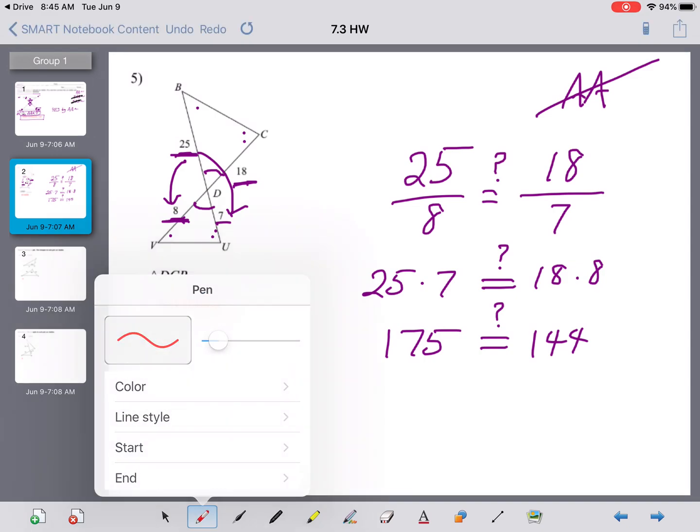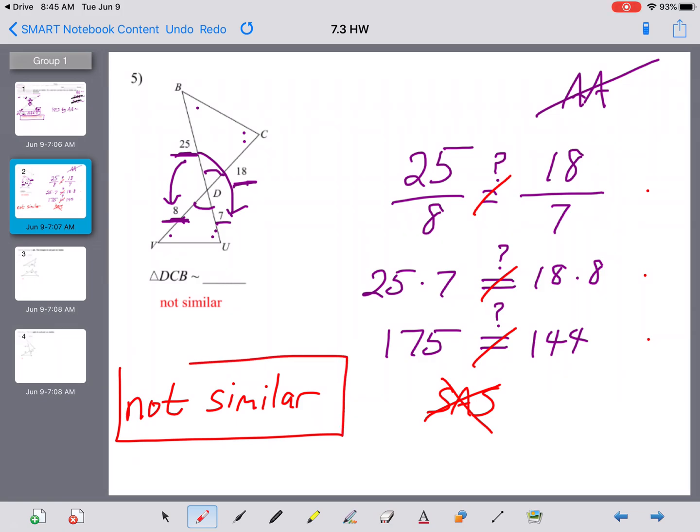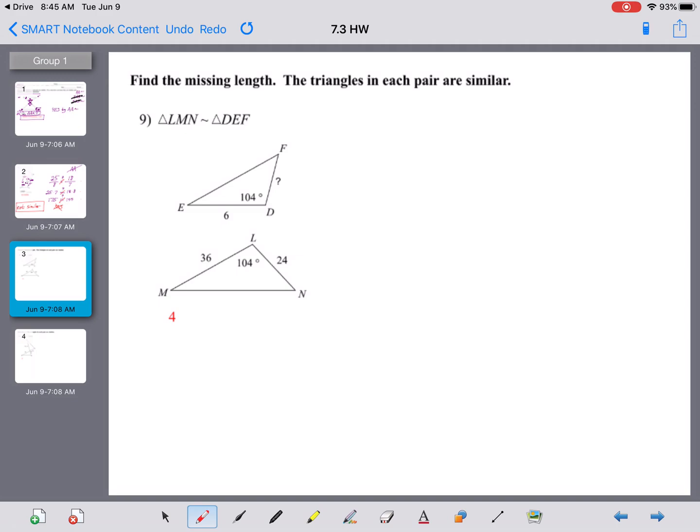What we now see is that these cross products are not equal, and that means that we do not have a proportional relationship between our corresponding sides. So I was hoping this one was going to work out with side angle side similarity. That was kind of my thought when I looked at the problem, but you can't force it, guys. Because this relationship here did not work out, we would have to say that these two triangles here are not similar because their corresponding sides were not proportional. Okay, that's number 5. Let's take a look at number 9.